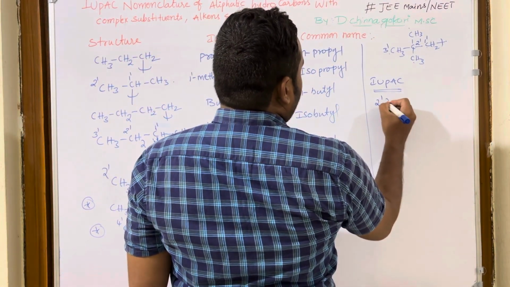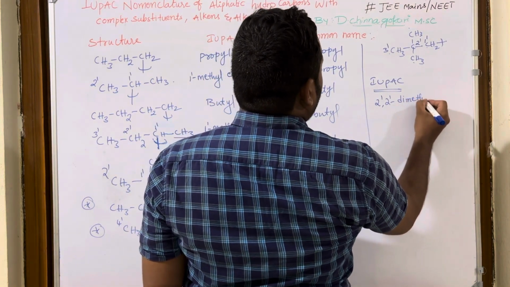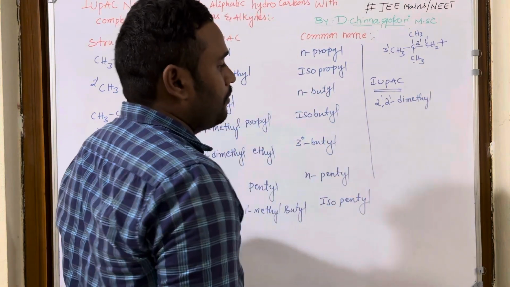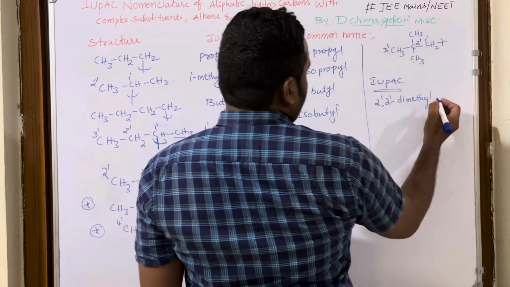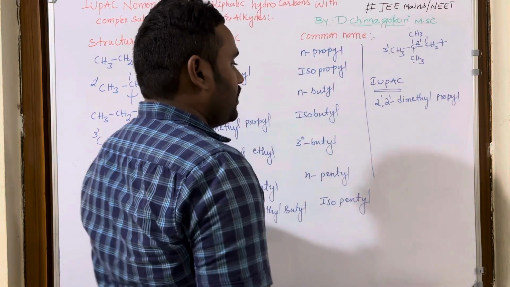2 prime comma 2 prime dimethyl. How many carbons? 3, propyl. Okay.